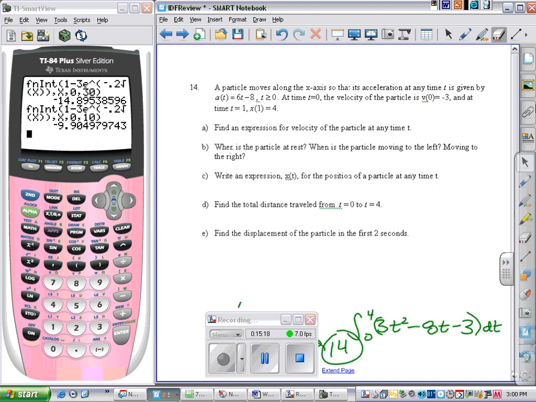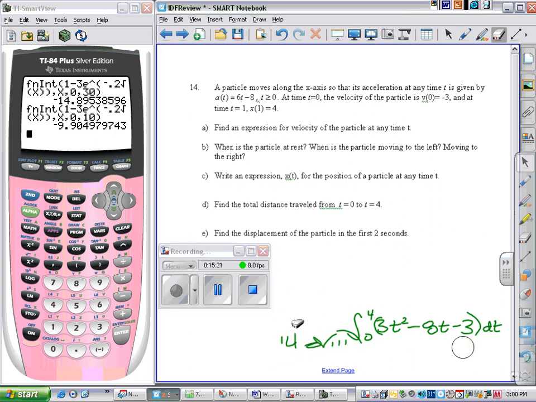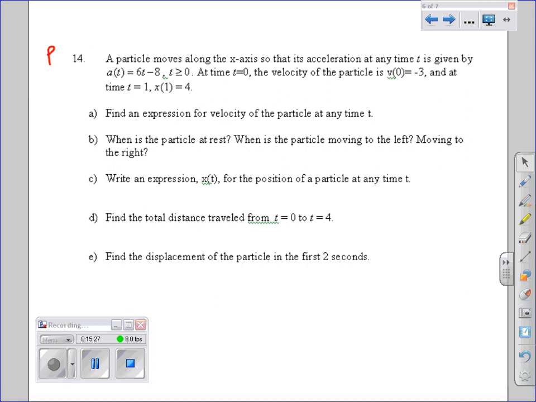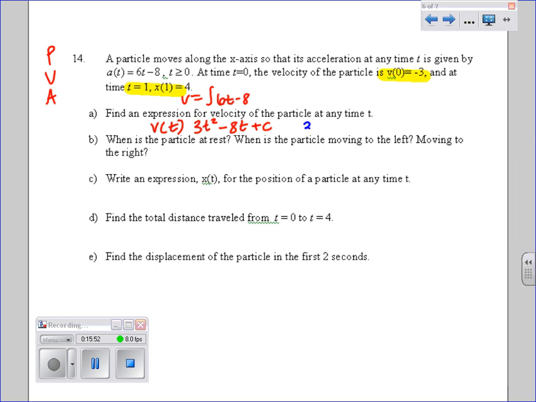Finally, motion. We're going to write down PVA. To get velocity, we take the antiderivative of the acceleration. So when we do that, we add 1 to the exponent, and get 3t squared minus 8t plus c. We want to figure out what c is equal to, so we use our initial conditions, which are right here. If we plug in 0, we get 3 times 0 squared minus 8 times 0 plus c equals negative 3, so c equals negative 3.